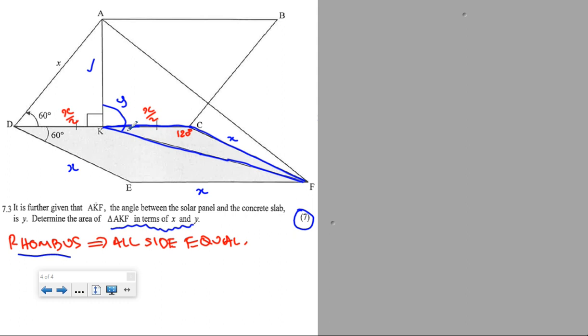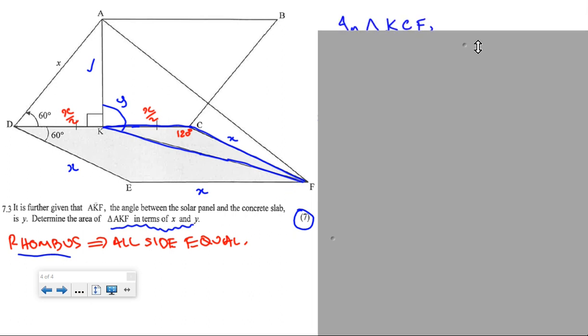So AKF is that triangle, and I just want to know that we found this side from 7.1. So we got that angle from our previous video. An area of a triangle requires two sides and an included angle. That would mean I've got an angle, I've got a side from 7.1. It would mean I need to find KF. So where is KF? KF is in triangle KCF.